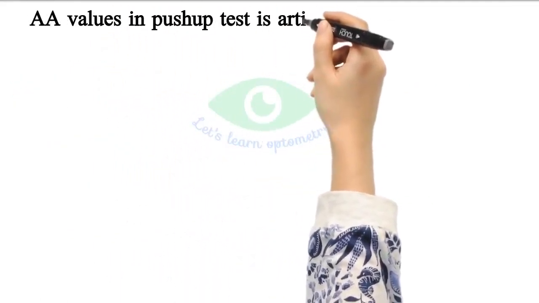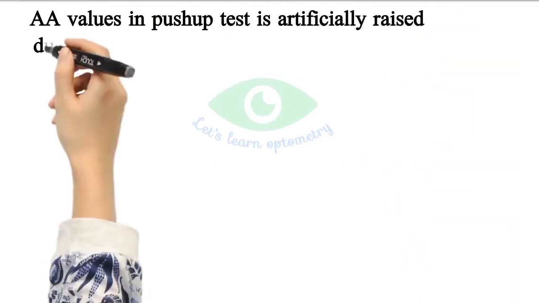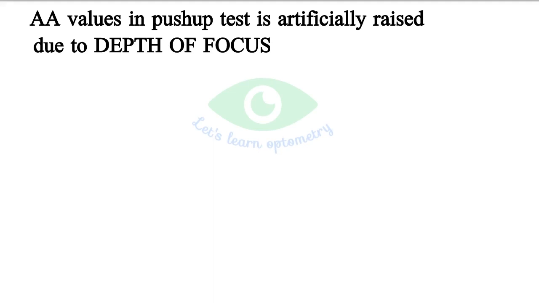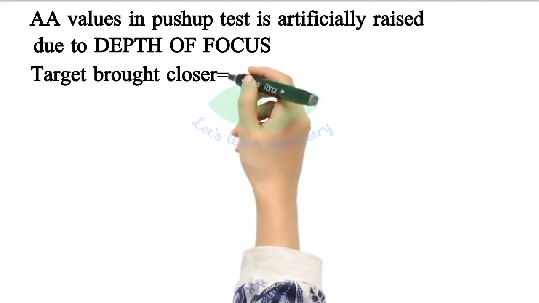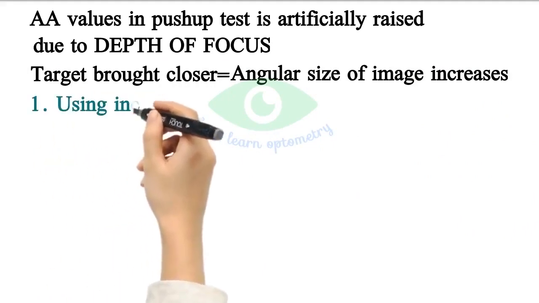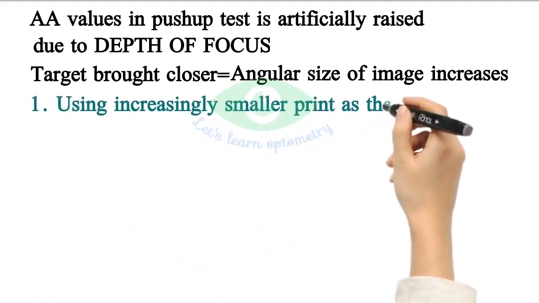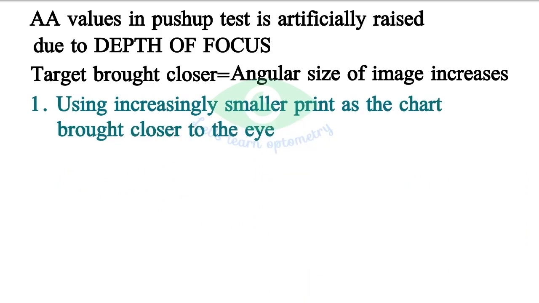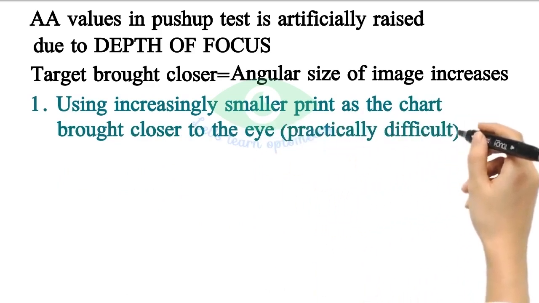The amplitude of accommodation values in the push-up test are artificially raised due to the depth of focus. When the target is brought closer to the patient, the angular size of the image increases. This can be overcome by using increasingly smaller print as the chart is brought closer to the eye. But this is practically difficult.